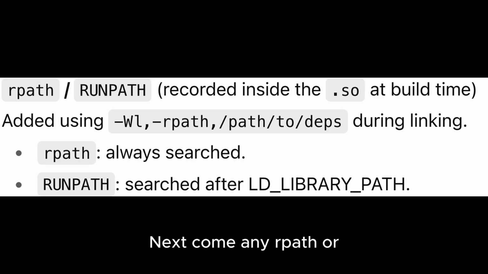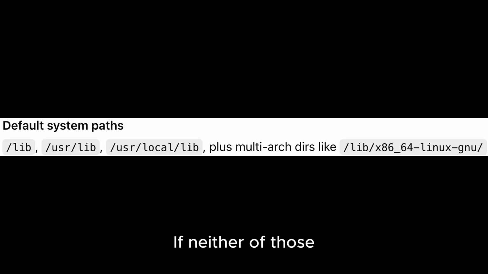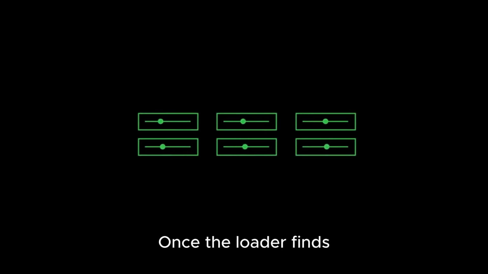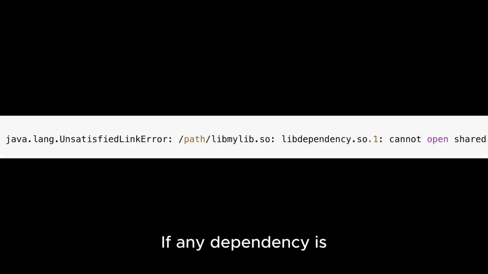Next come any RPATH or RUNPATH entries that were baked into the .so file at link time, often with the $ORIGIN trick to reference the library's own directory. If neither of those work, it falls back to system directories like /lib or /usr/lib. Once the loader finds each dependency, it links symbols, applies relocations, and runs static initializers. If any dependency is missing, your JNI call fails with UnsatisfiedLinkError, saying it can't open a required shared object file.